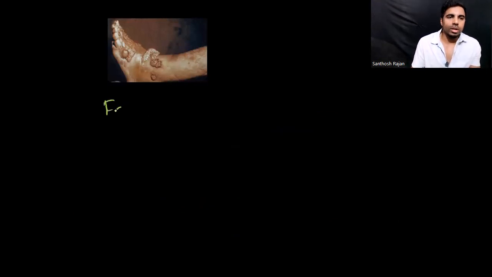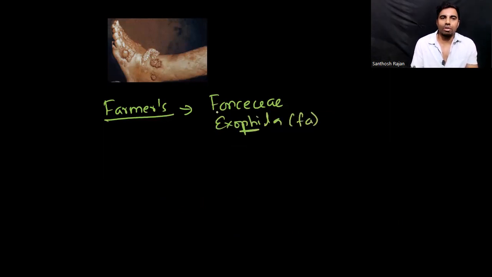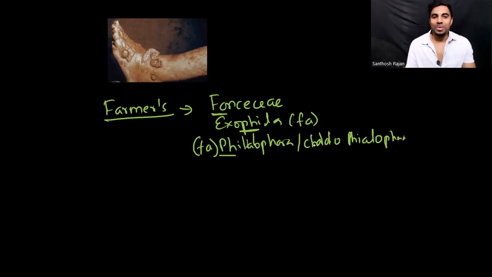First of all, it's common in farmers. So in chromoblastomycosis, the causative agents are Fonsecaea, which is one species, Exophiala, Phialophora, and Cladophialophora. Remember, farmer, and the names all have an F. The names are a little bit tongue-twisting, but you don't need to remember the spelling. Remember the clue I'm giving.